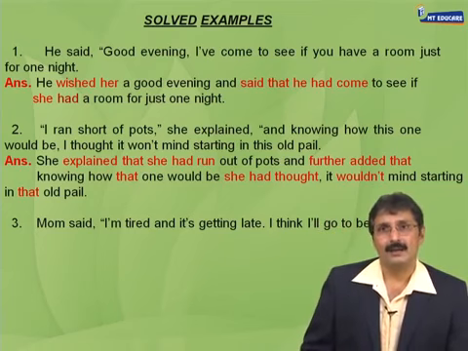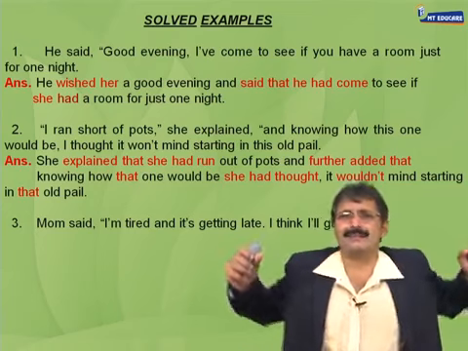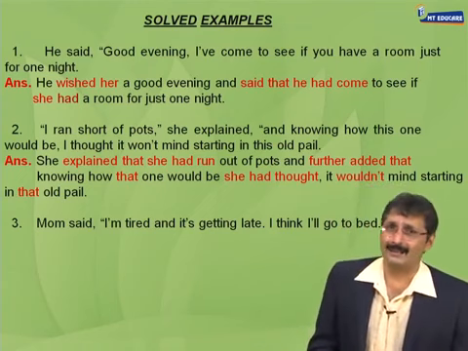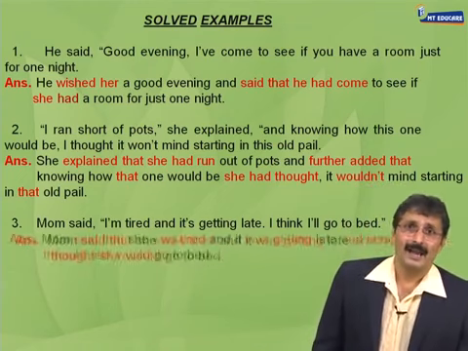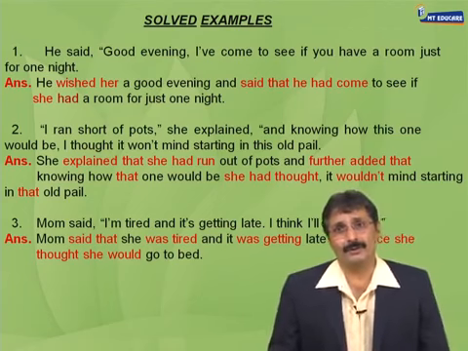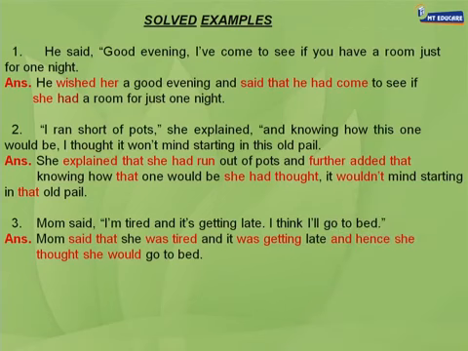Finally, last sentence. Mom said, I'm getting tired and it's getting late. I think I'll go to bed. A mother's good night. And your answer is here on the screen for you. Mom said that she was getting tired and it was getting late. After all, am, is, are become was, were. And hence she thought, present ko toh past maker, she would go to bed.